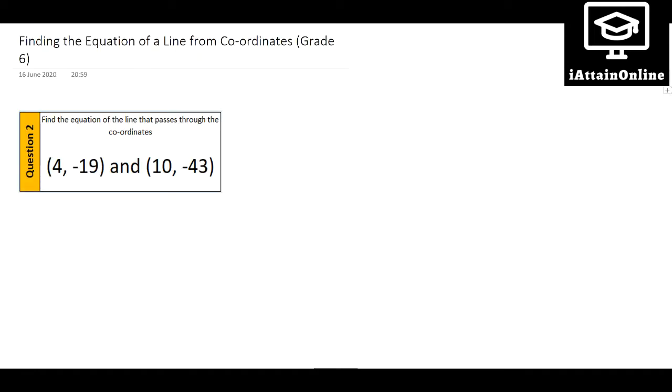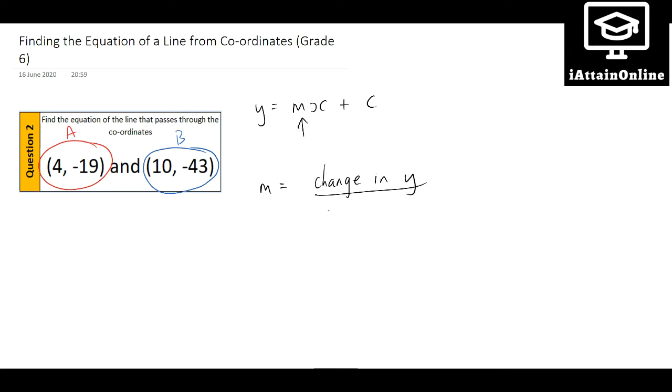Okay, now for this second example, you need to watch out. You need to be careful when you are working with negative numbers. So, just as before, I'm going to call this coordinate A and this coordinate B. And we're going to start by working out the gradient, which is this m. So to work out the gradient, we're doing the change in y, and I'm dividing that by the change in x.